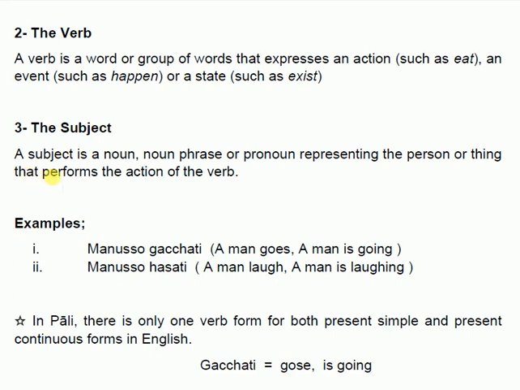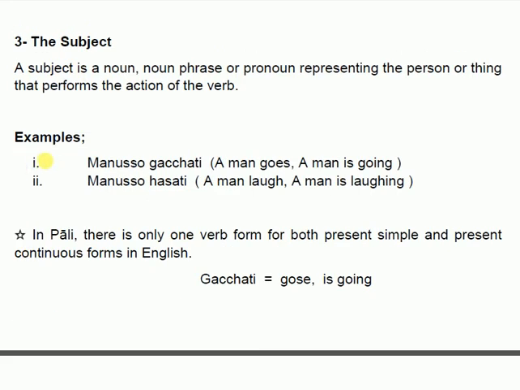And third part is the subject. Let's read it. A subject is a noun, noun phrase or pronoun representing the person or thing that performs the action of the verb. Here we have two examples for simplest sentences. Manusso gacchati, meaning is, there's two meanings, a man goes or a man is going. Manusso, a man, gacchati, goes or is going. And the second example is manusso hasati, a man laughs or a man is laughing. Manusso means man.